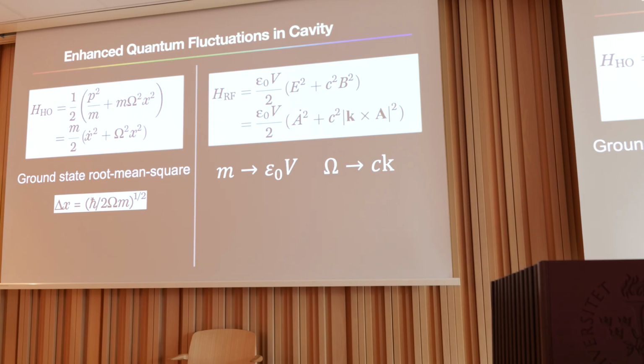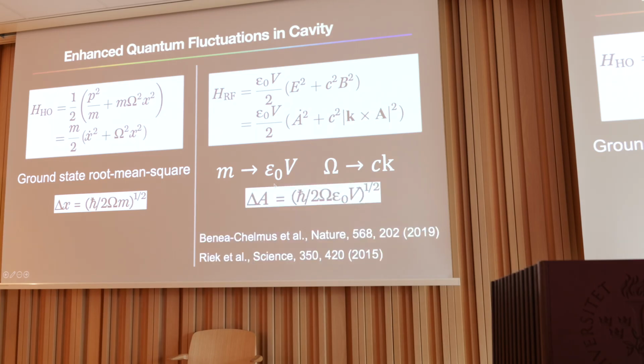Okay. So we know that quantum fluctuations in the quantum harmonic oscillator are enhanced if your mass becomes smaller. So the smaller the mass, the more easily it jiggles. The quantum fluctuation is stronger. And now here the mass means the volume of the cavity. So the smaller the volume of the cavity, the stronger the quantum fluctuations in the cavity. And indeed, people make very small cavities and then directly measure the EM fluctuations in the cavities. Yeah, that's the experimental method.